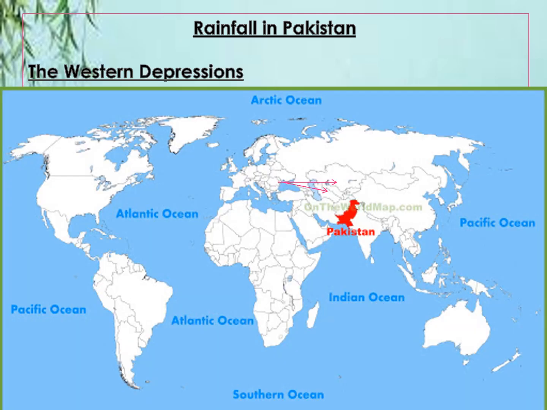Then we have western depressions. Now, western depressions are basically cyclones originate from Mediterranean Sea by the start of winters, and they travel over dry parts of Afghanistan and Iran. Most of the moisture is lost during the long journey, and winds enter Pakistan's northwestern and western parts. Moderate rain in north and northwestern and western parts of Pakistan.